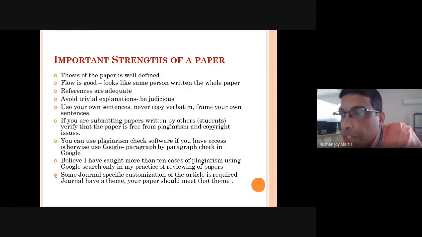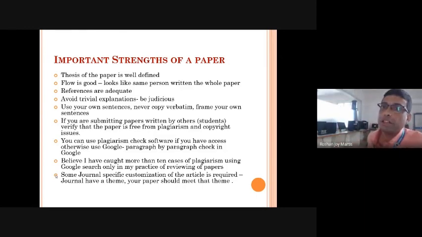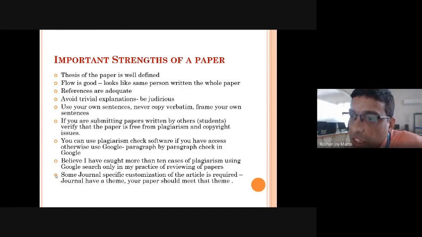Some journal-specific customization of an article is required. Whenever you publish an article in any journal, it should fall in that journal's theme and scope. So whenever you publish a paper, it should fall in the theme and scope of a particular journal.